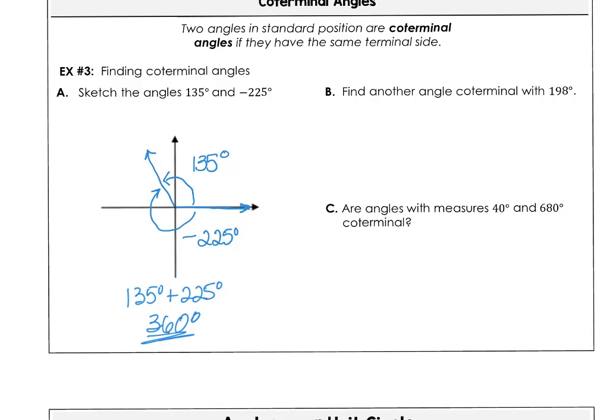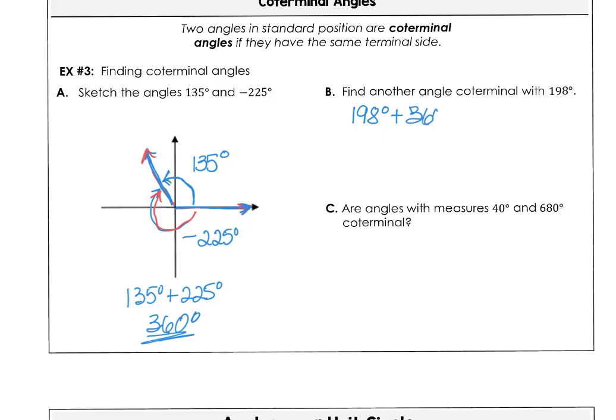So whether you start on the initial side and go negative 225, or we start on the initial side and go positive 135, the terminal side of both angles will rest in the same spot. Find another way on part B. Find another angle that's coterminal with 198. So we could get two different results.